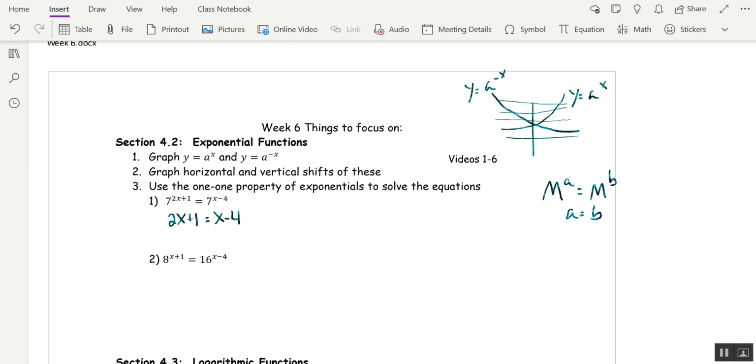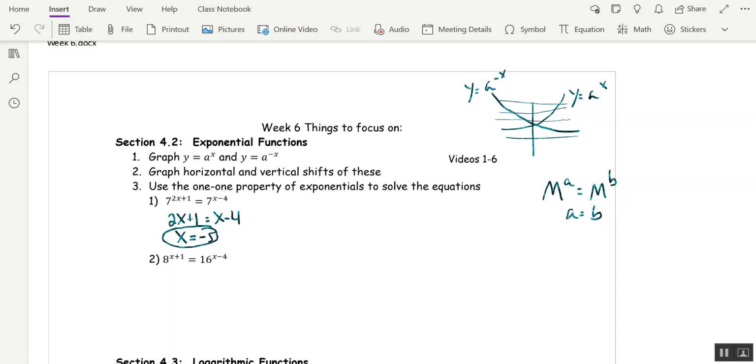And so we can just solve that. Subtract x from both sides and then subtract 1 from both sides. x is negative 5. And you can plug that back in. Negative 5 times 2 is negative 10. Negative 10 plus 1 is negative 9. And here, negative 5 minus 4 is negative 9.